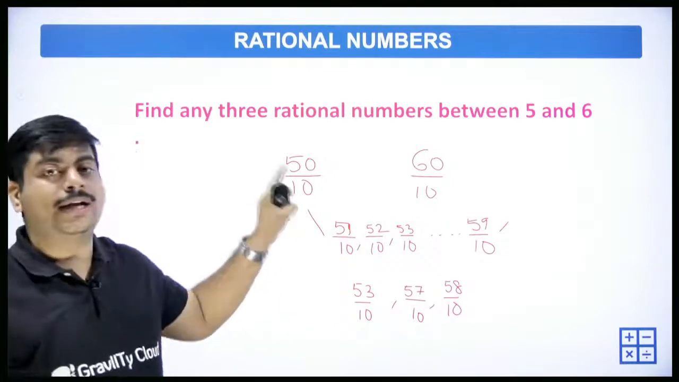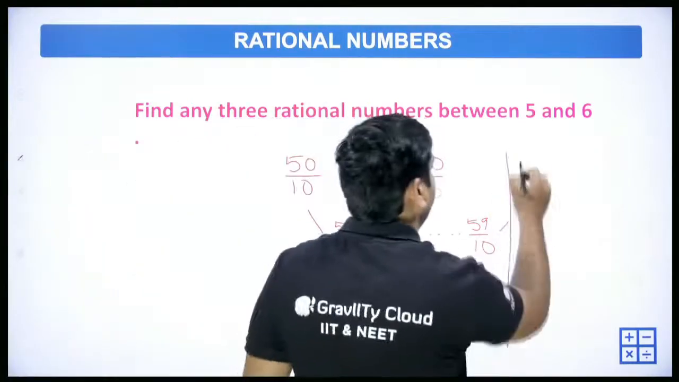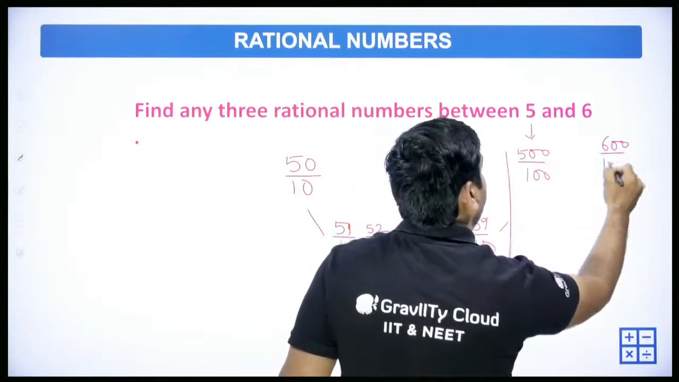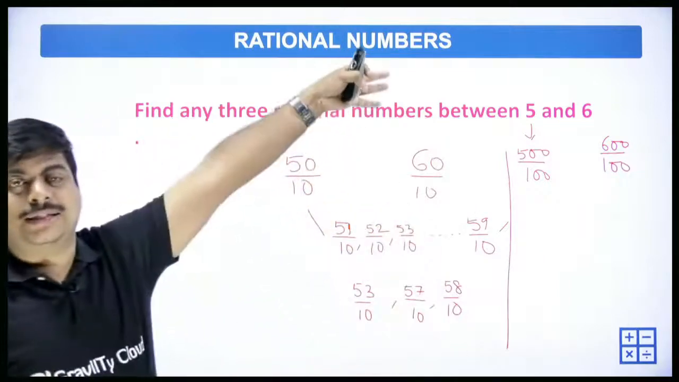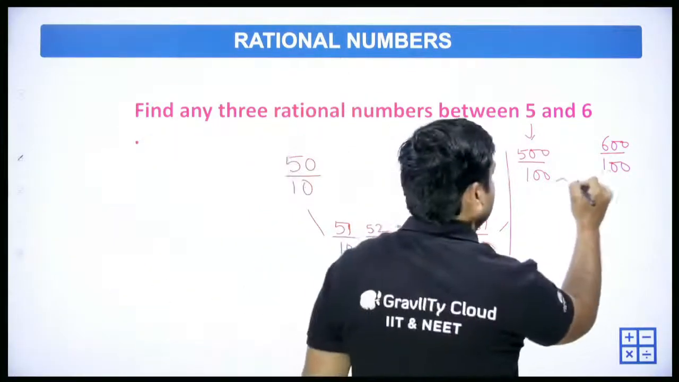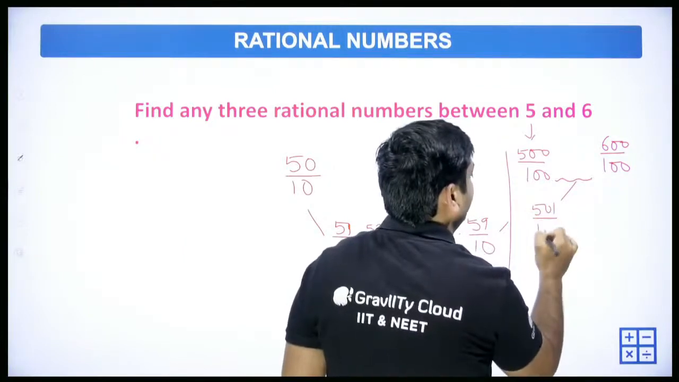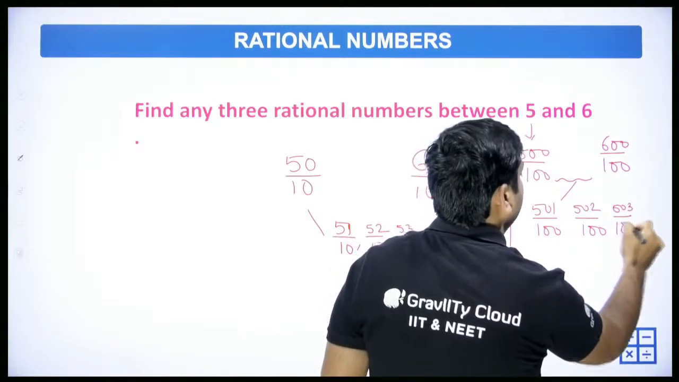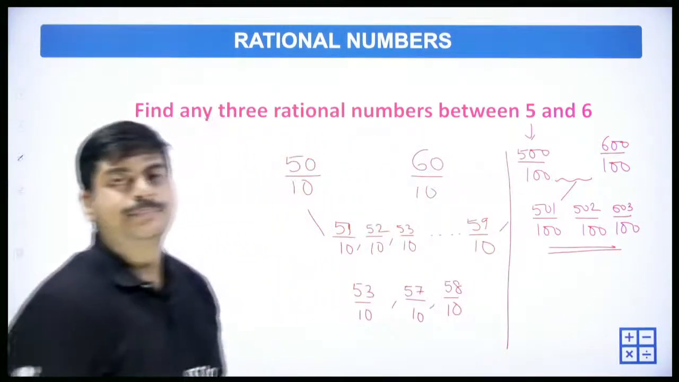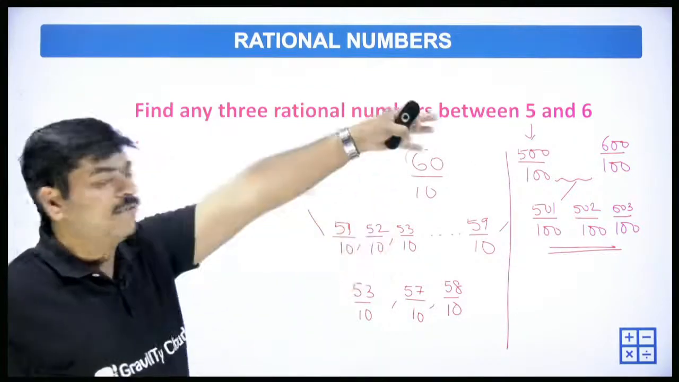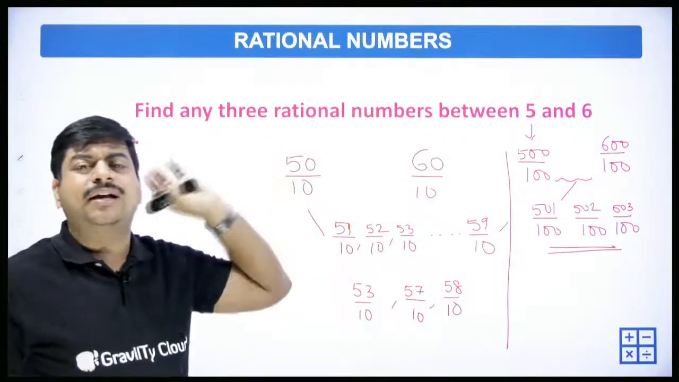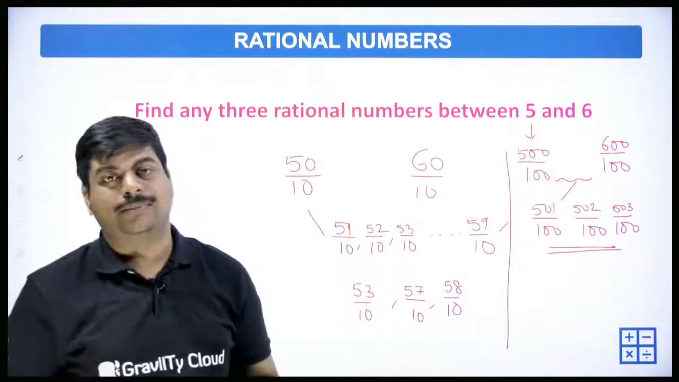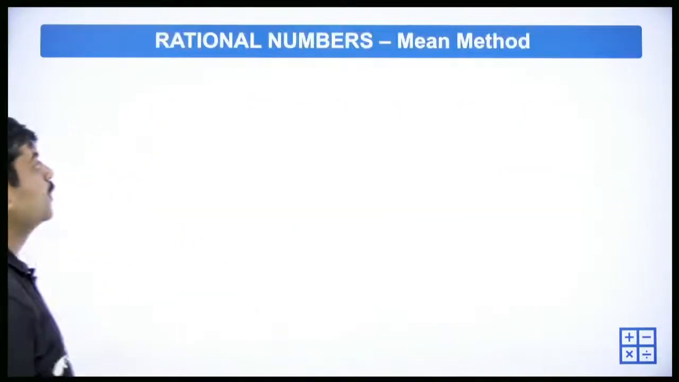Not only this one, you can also write 50 by 10 as 500 by 100, and you can write 600 by 100, and here you have a lot many options. You can go for the numbers in between them as 501 by 100, 502 by 100, 503 by 100. So all these are the things in between them till 599 by 600. In that way, you can write unlimited, infinite rational numbers in between any two rational numbers. Correct? Okay. Let's move forward for the next one.